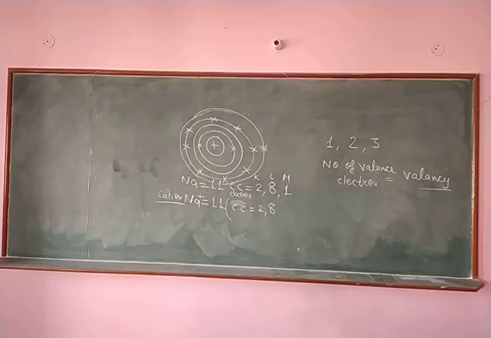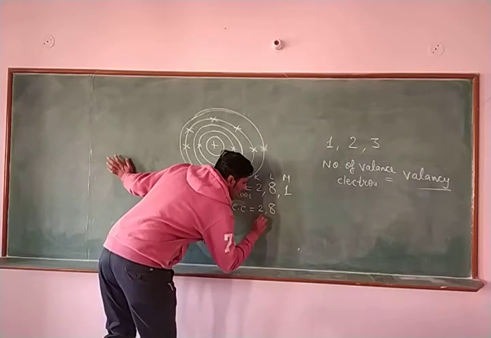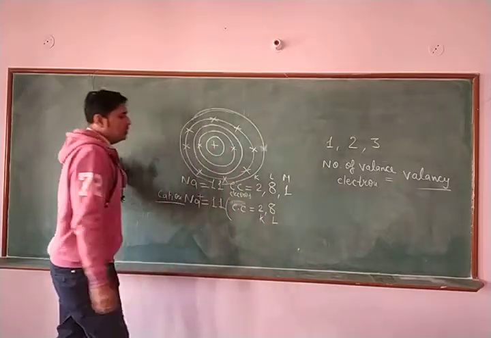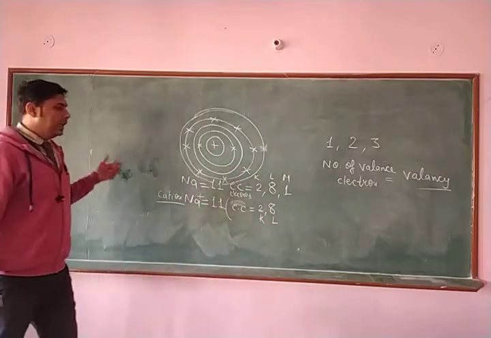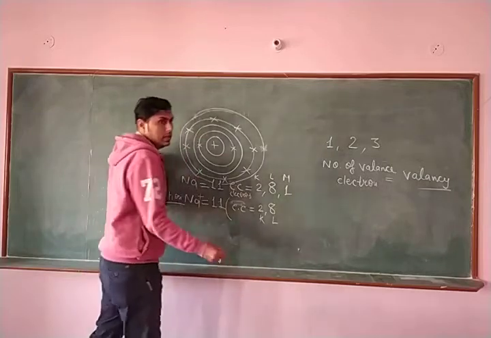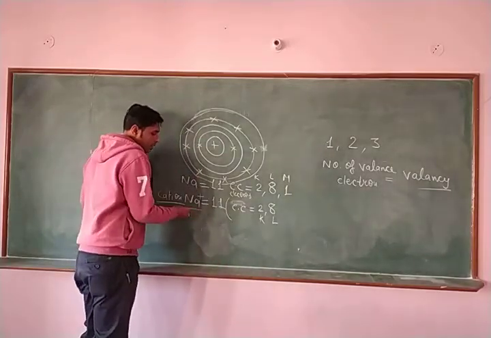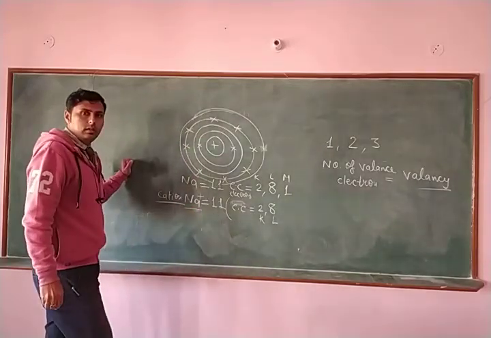That is the reason sodium is a cation, and a positive ion is a cation, और उसका जो वैलेंसी that is 2 8, और now उसका जो ऑक्टेट है वो कंप्लीट है। Now you can say that the K and L shell of sodium is complete. Sodium ion's K and L shell is complete.